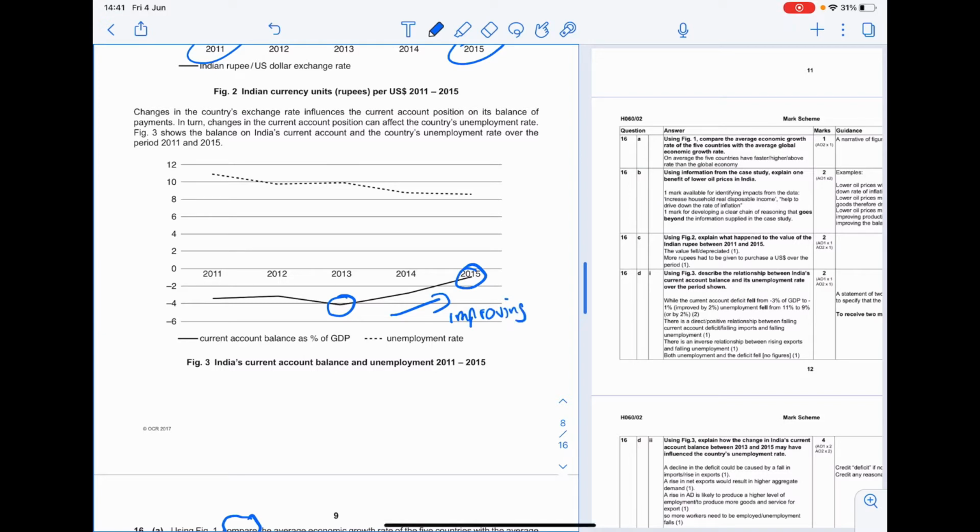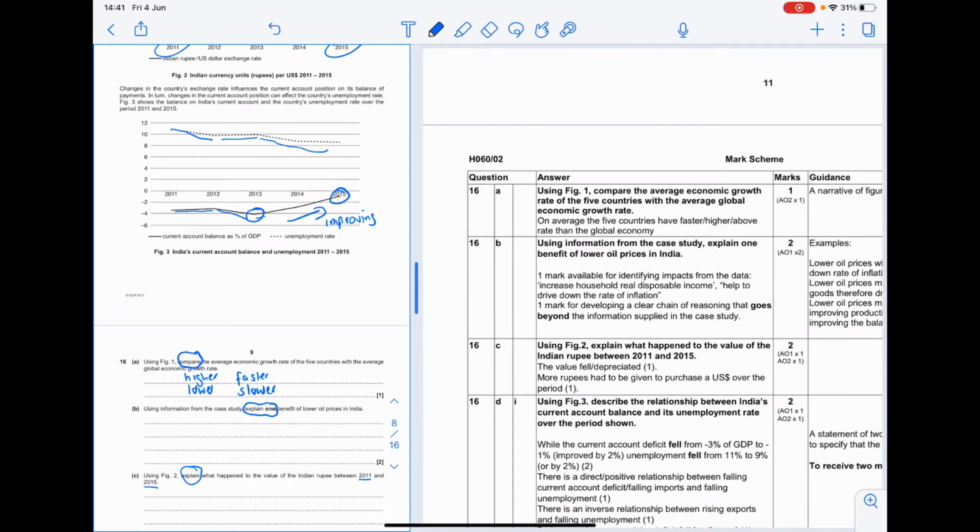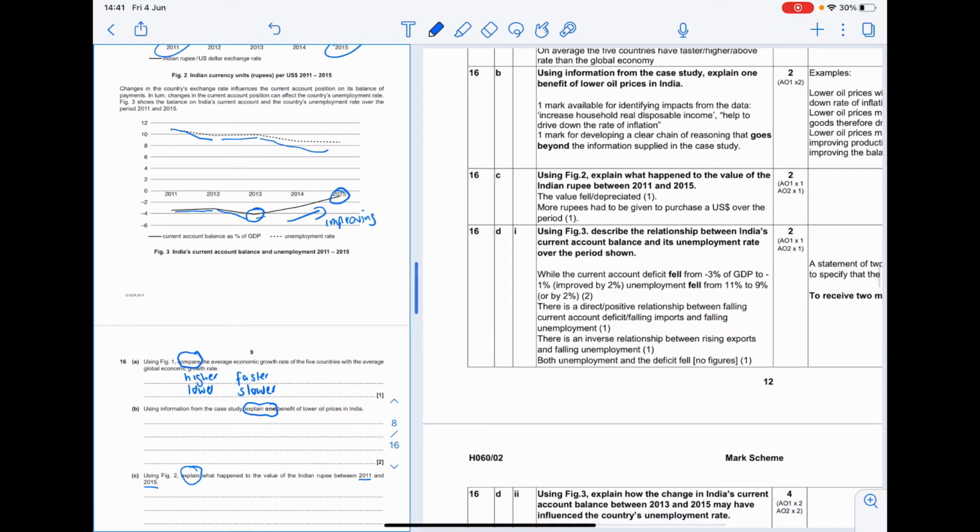So if we look at the graph, what's going on is it's almost like the opposites, isn't it? As unemployment is falling, the current account balance is improving. And then unemployment is rising, the current account balance is worsening. And then here, the current account is worsening as unemployment is falling. So you've got different ways that you can word this. If we just go over to the mark scheme, we can see the different options that they give you, because it's quite a few.